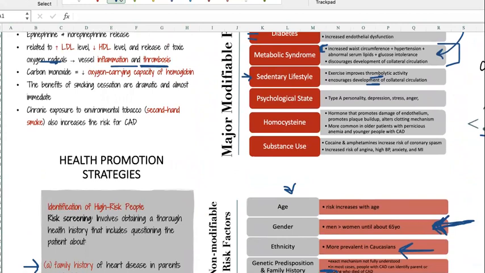Okay, so that's the second last video. We're going to move on to the next video, where we'll cover the management of coronary artery disease or atherosclerosis, and then we're done.